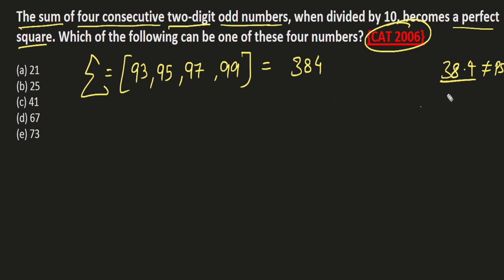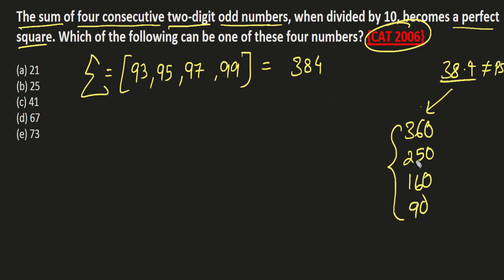So I need to check all the numbers less than 36 that are perfect squares. So 36, I will also look at 25, I will also look at 16, I will also look at 9. Now what are these 36, 25, 16, 9? These are nothing but the summation of those four two-digit odd numbers divided by 10. So 360, 250, 160 and 90 are basically the summations of these numbers.